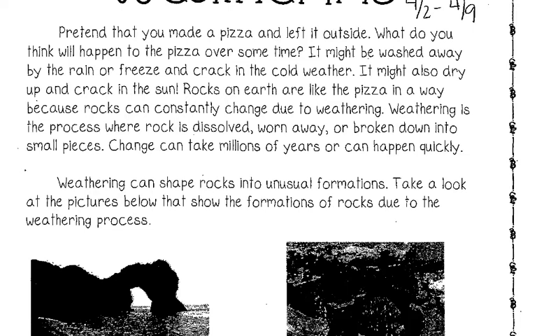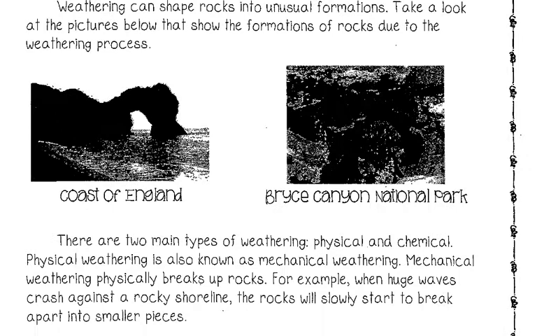Weathering is the process where rock is dissolved, worn away, or broken down into small pieces. Change can take millions of years or can happen quickly. Weathering can shape rocks into unusual formations. Take a look at the pictures below and show the formations of the rocks due to the weathering process.